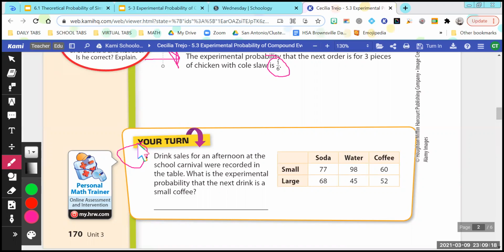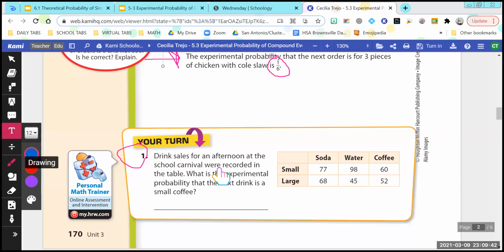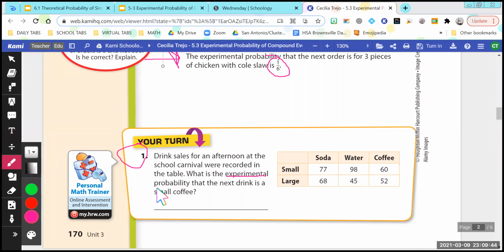All right, so at this time, you had some time to work on the your turn number one. Usually we would do this in class live, but it's asynchronous, so you're kind of on your own. So here's the your turn question. I'm gonna read it, we're gonna solve it, we're gonna look at it. Drink sales for an afternoon at the school carnival were recorded in the table. And here is our situation. What is the experimental probability that the next drink is a small coffee?